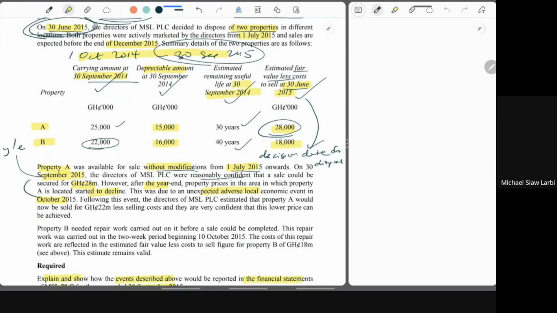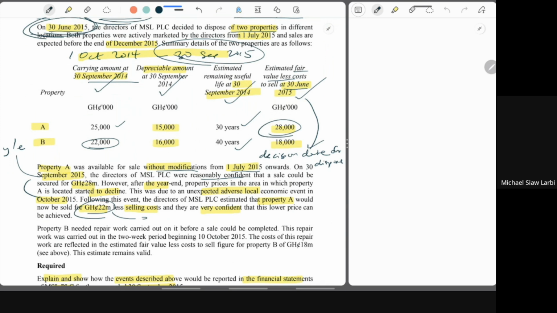The directors of MSL PLC estimated that property A would now be sold for 22 million less selling cost, and they were very confident that this lower price can be achieved. So after the event that led to the lower prices, they were quite confident that they could sell at a lower price of 22 million. This is what we were more confident about, not the 28, right? The question is, when did you get information for this 22? You got it after year end.